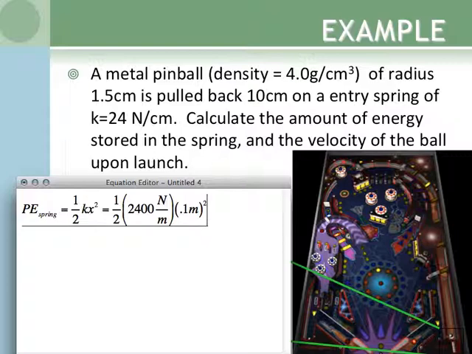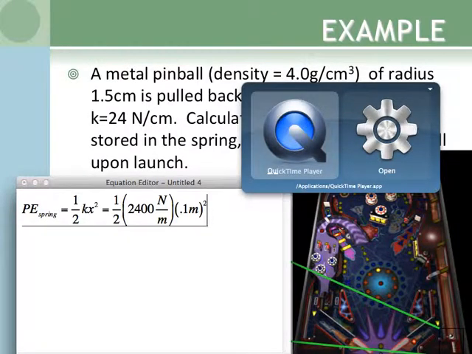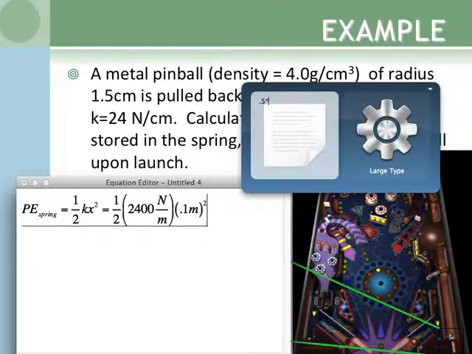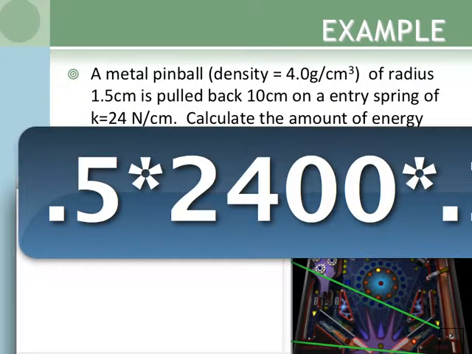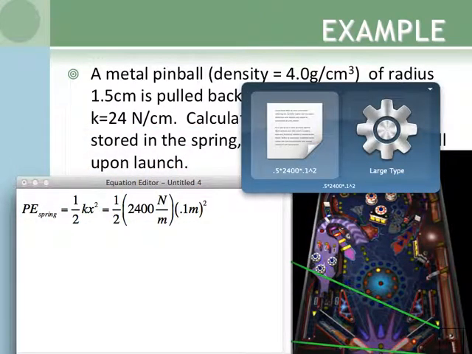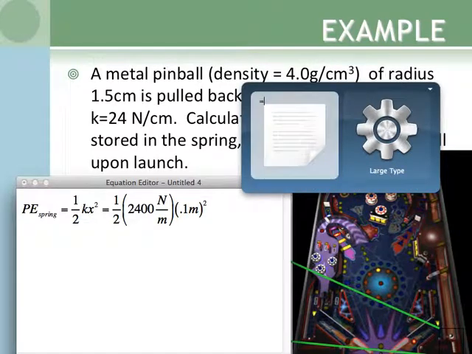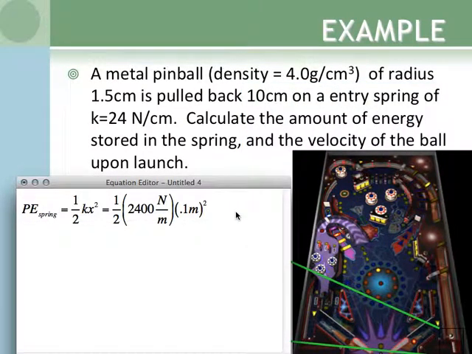And if we multiply all those things together, 0.5 times 2400 times 0.1 squared, we got, oops, hit the wrong button, sorry guys, equals 0.5 times 2400 times 0.1 times 0.1. We get about 12 Newton meters, or 12 joules. So there's 12 joules of energy stored in that spring when we pull it back.